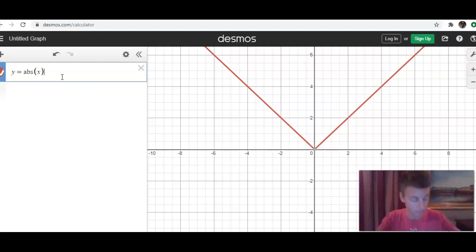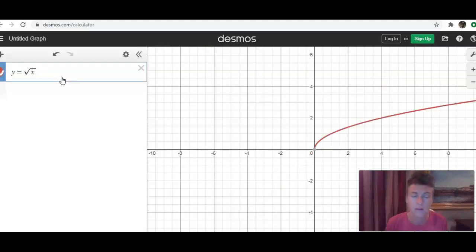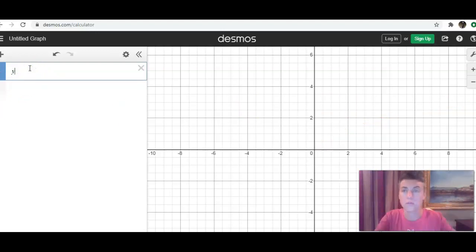Awesome, cool. Then we're going to talk about the square root of x. Notice that starts at 0 and goes only to the right. So make sure that shows up on your picture. Now how about the cube root of x?